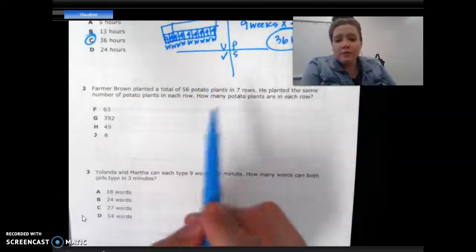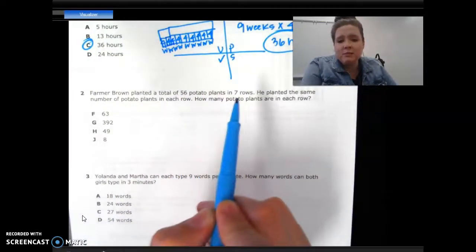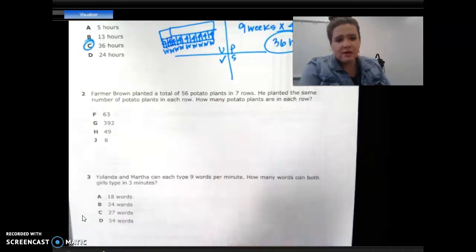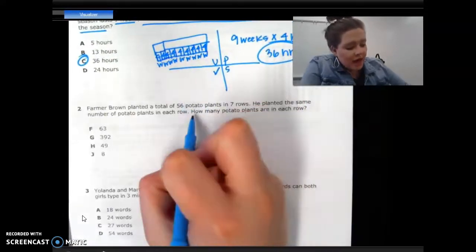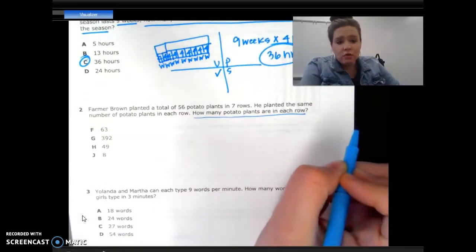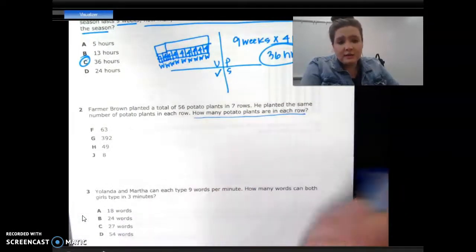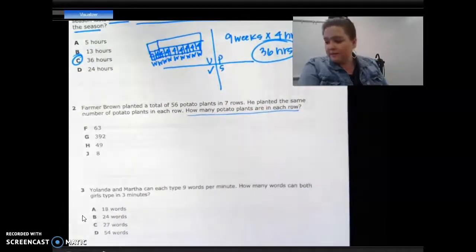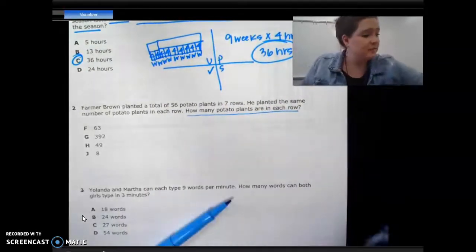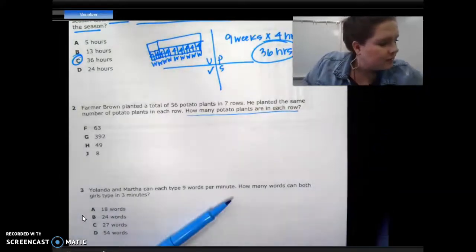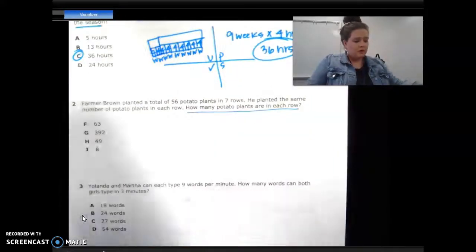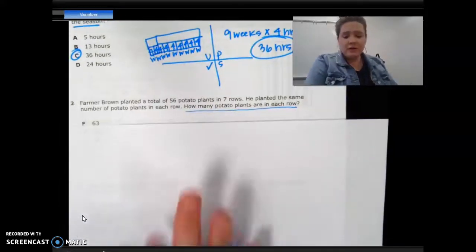Farmer Brown planted a total of 56 potato plants in 7 rows. He planted the same number of potato plants in each row. How many potato plants are in each row? Well, there's 2 things that we need to know about in this problem. Let me get a piece of paper because I need an extra one. There's 2 things that we need to know. Okay, I'm going to do my UPS check here.